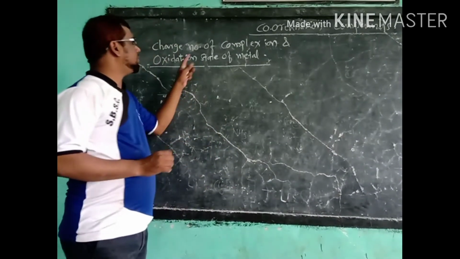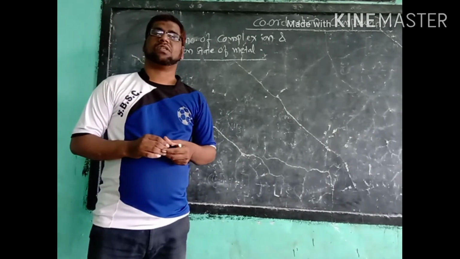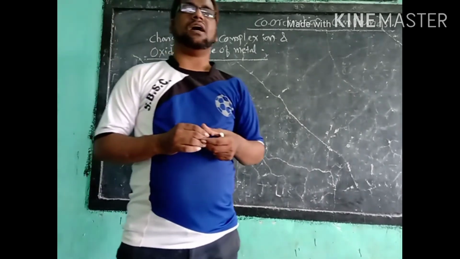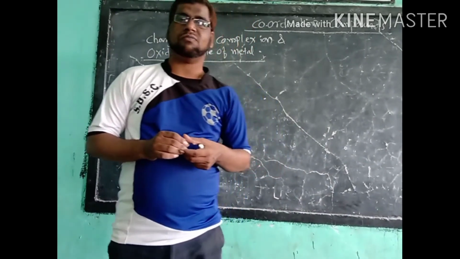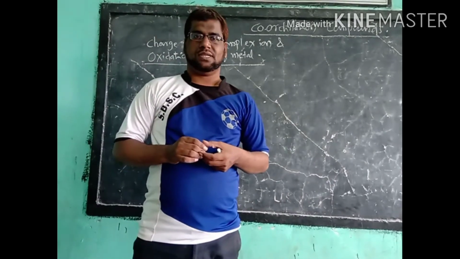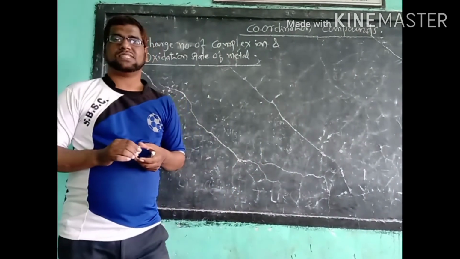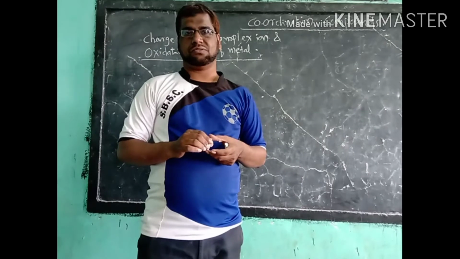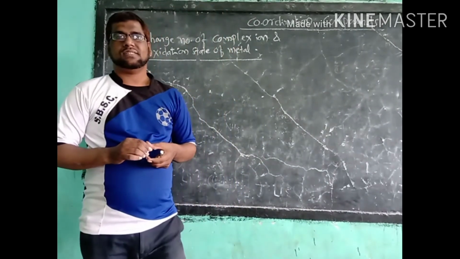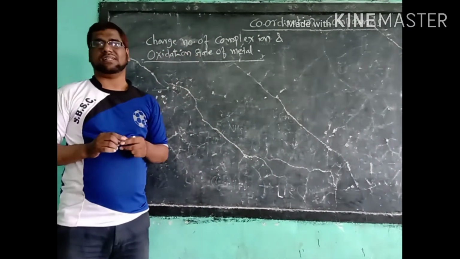Charge number of complex ion and oxidation state of metal. Now today in this video we are discussing how the oxidation state of a metal ion can be calculated in a coordination complex. It is an important video because the whole chapter depends on it when you study IUPAC nomenclature. In IUPAC nomenclature you have to calculate the oxidation state of a metal.